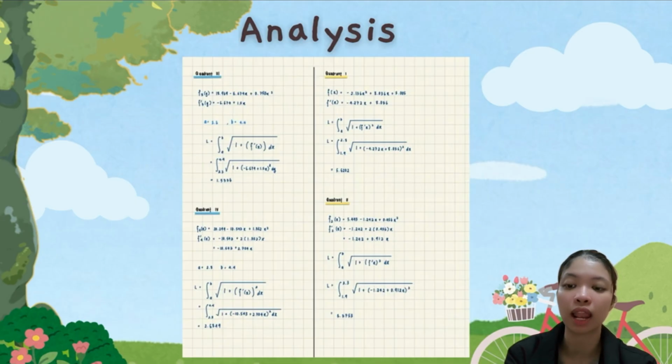2.5849 units. And lastly, for quadrant 4, we have the function of f(x) yielding a derivative of f prime (x) equals negative 1.242 plus 0.912x. By integrating from x equals 1.9 until 3.3, it gives us the final segment length of 5.3753 units.